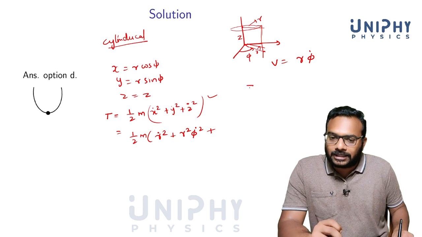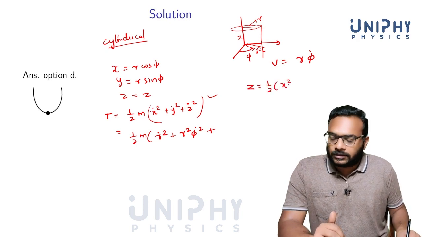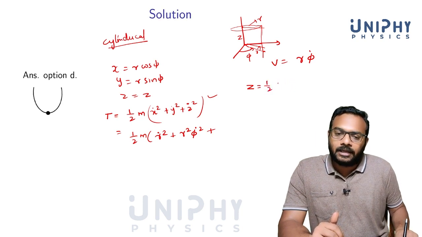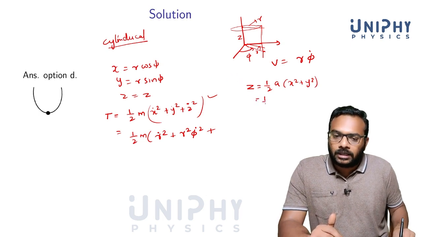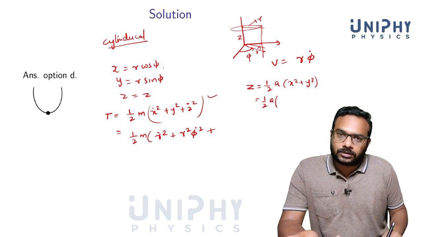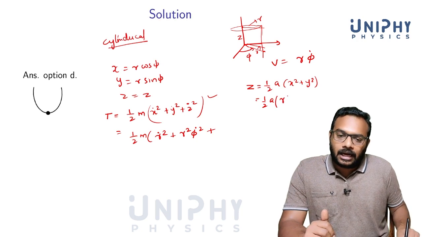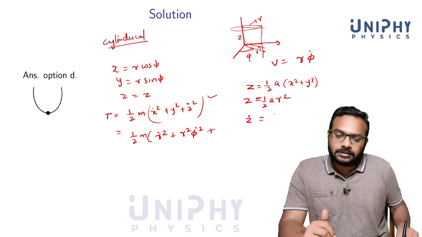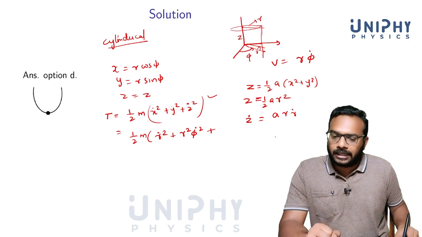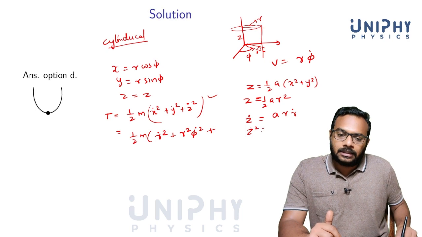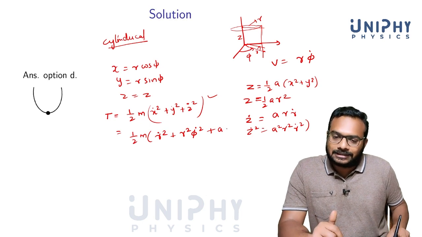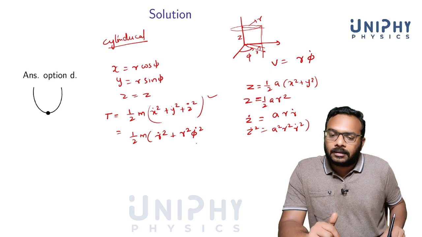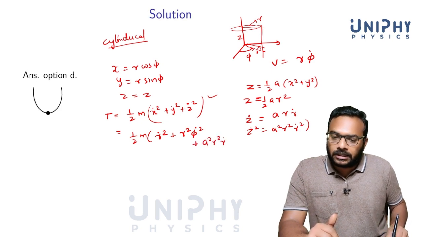But we have this equation z equal to half a (x square plus y square). Now x square plus y square is r square cos square phi plus r square sin square phi, so that is simply r square. So z is equal to half a r square. z dot becomes a r r dot, so z dot square becomes a square r square r dot square. So the kinetic energy, the term corresponding to z dot, becomes plus a square r square r dot square.